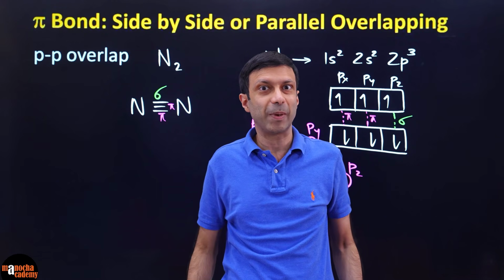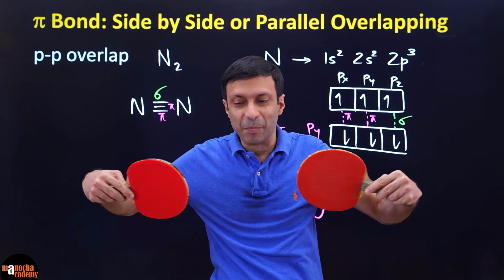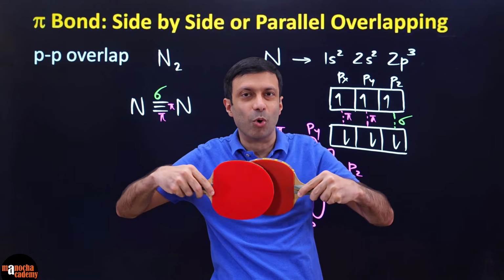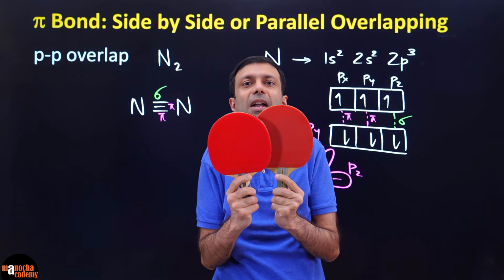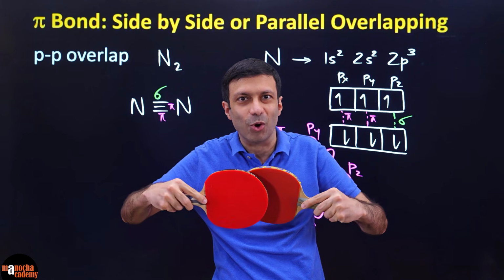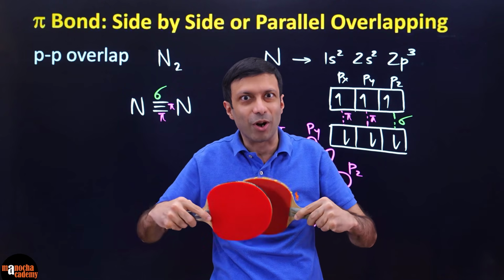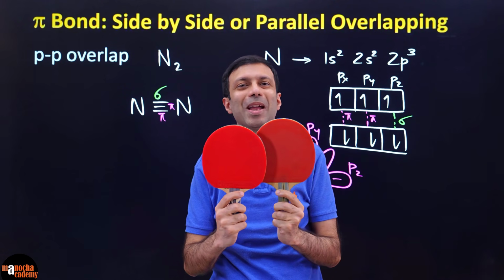And which bond do we expect to be stronger? The sigma bond, because overlap is more. Here the overlap is less, right? It is restricted. It's a parallel overlap. Here the overlap is more. So remember, sigma bond is stronger than your pi bond.